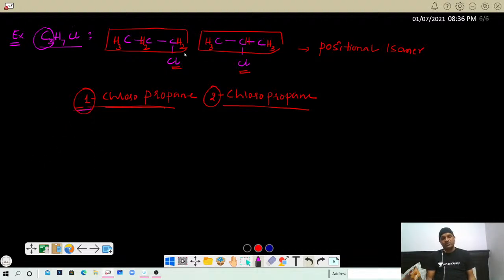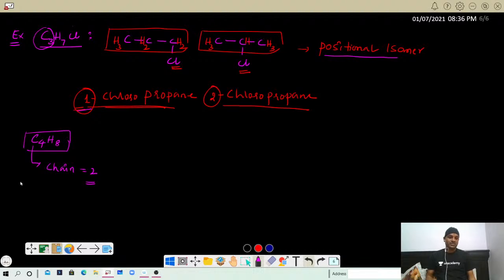C3H7Cl, therefore it is 1-chloropropane and 2-chloropropane. These are positional isomers. Right. One more example I would like to give here. Suppose C4H8. With this, how many isomers are possible? With 4 carbons, how many chains are possible? 2.